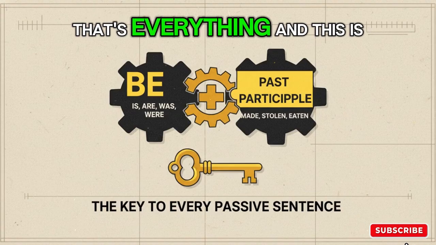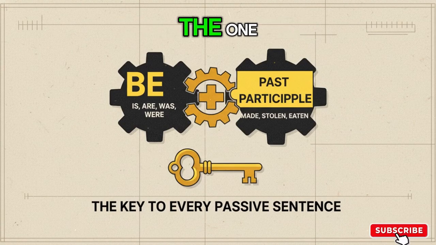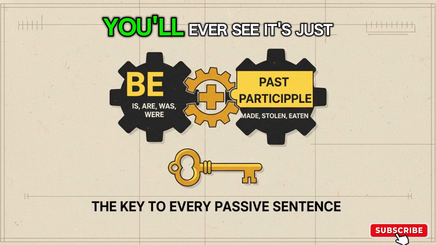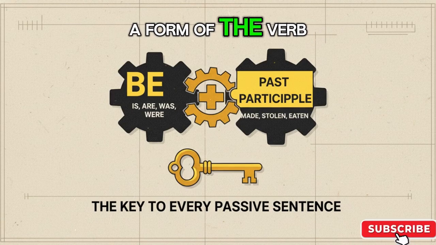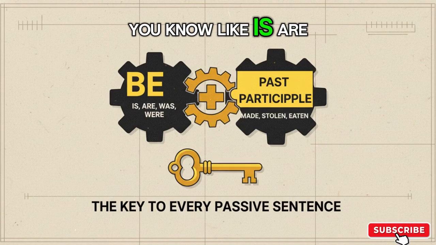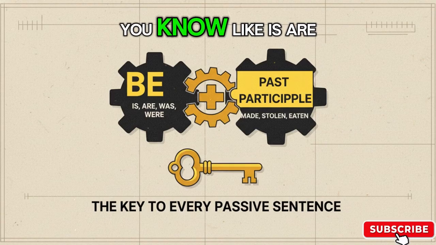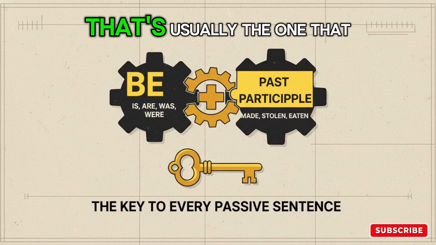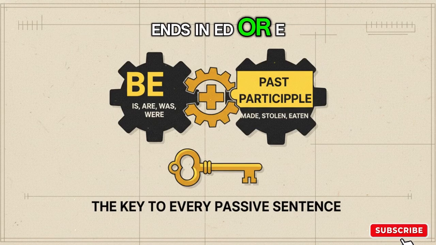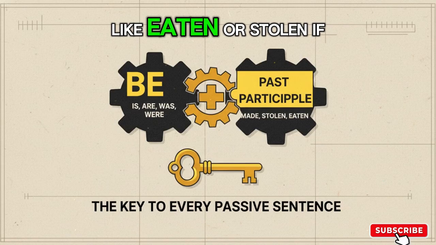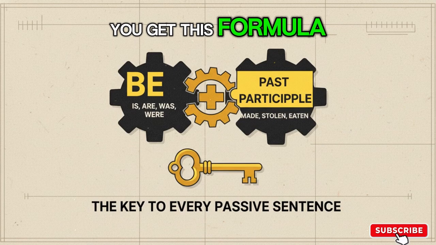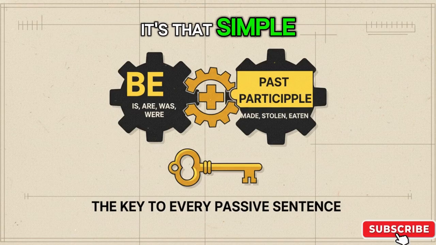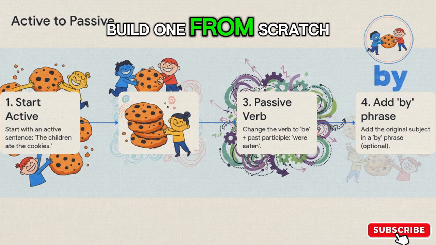And this is it. This is the secret key, the one simple formula that builds every single passive sentence you'll ever see. It's just a form of the verb to be, like is, are, was, were, been, plus the past participle of the main verb. That's usually the one that ends in ed or en, like eaten or stolen. If you get this formula, you've got the passive voice mastered. It's that simple.